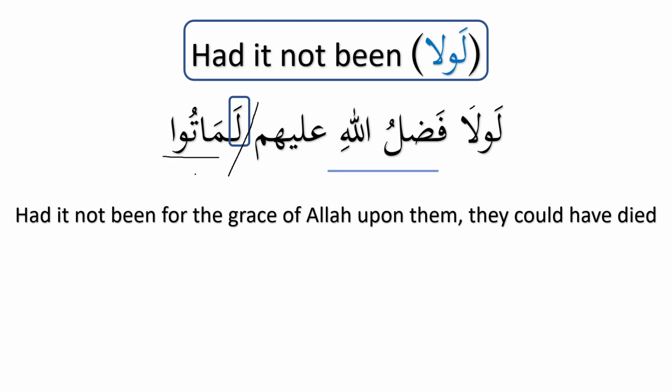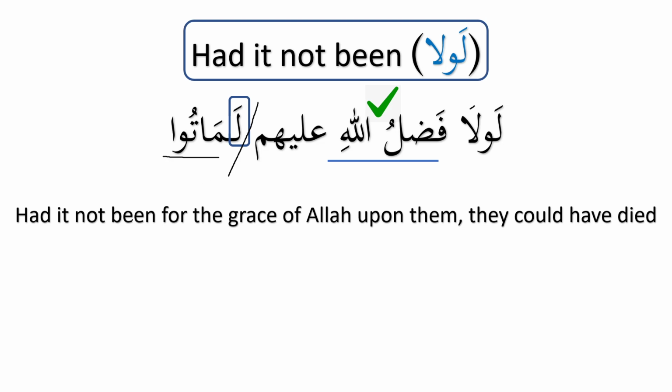Okay, number two, now what do we see over here? Fadlullah, something is present over here. You remember? Harfu imtina'in li wujudin. So something has to be present over there. So what is present over there? Fadlullah. So because Fadlullah is present over there, that's why they didn't die.